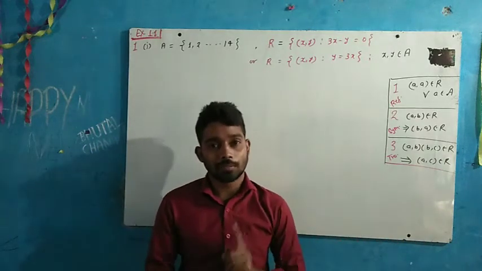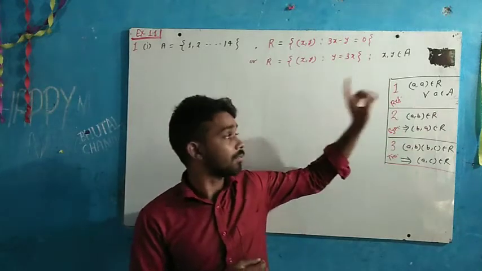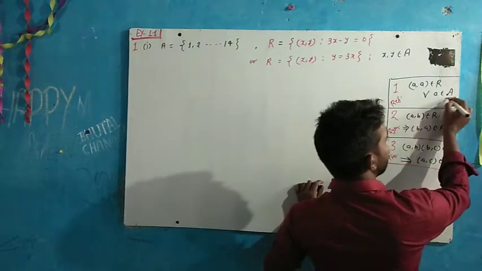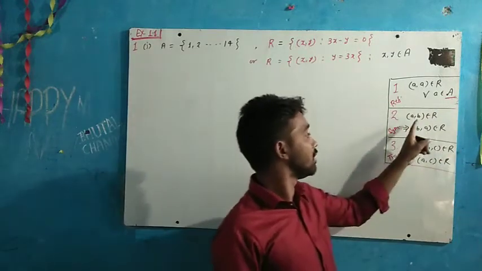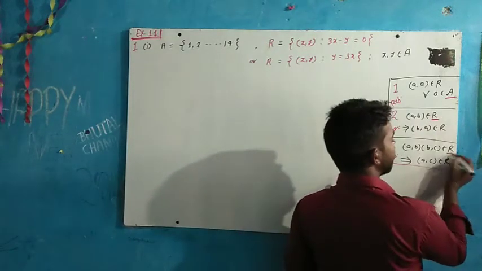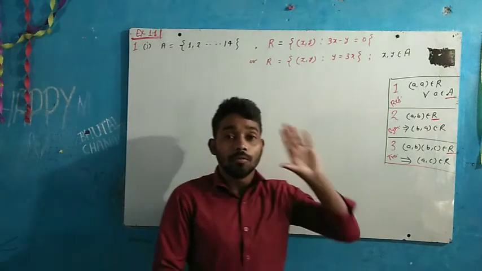If we have to prove reflexive, symmetric, transitive, we have to check each and every element. And the first thing I have told you: for the reflexive, you have to focus on the elements of capital A, and for the symmetric and the transitive, you have to focus on the elements of capital R. Clear? One more thing, beta.